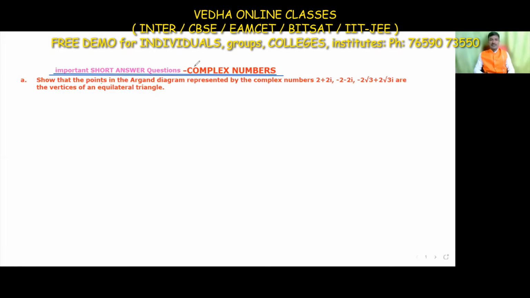Show that the points in the Argand diagram represented by the complex numbers 2 plus 2i, minus 2 minus 2i, and minus 2 root 3 plus 2 root 3i are the vertices of an equilateral triangle. First, what is given? Okay, so write the given data.